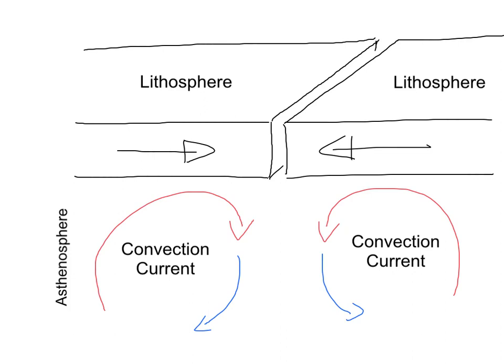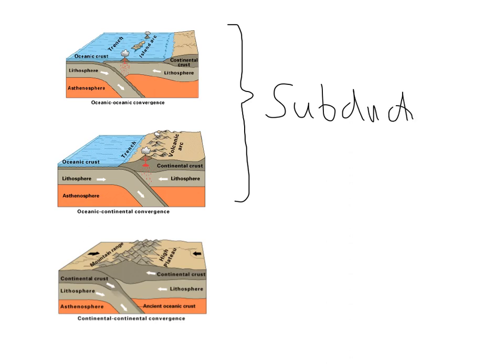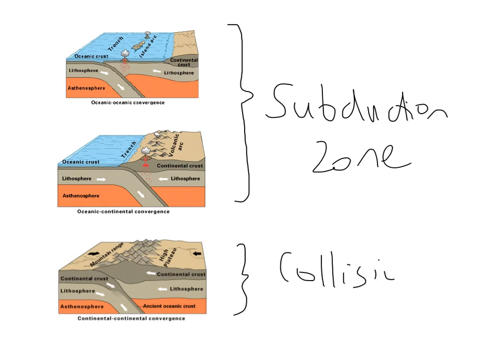Now, this convergence is due to the Earth's internal heat, which comes from the centre of the Earth, causing convection currents to occur in the mantle. Destructive plate margins include two types of plate boundary. These two, which are subduction zone destructive plate margins, and this one, which is a collision zone destructive plate margin.